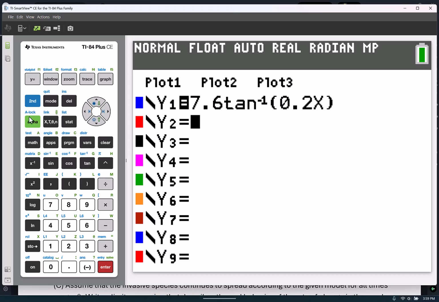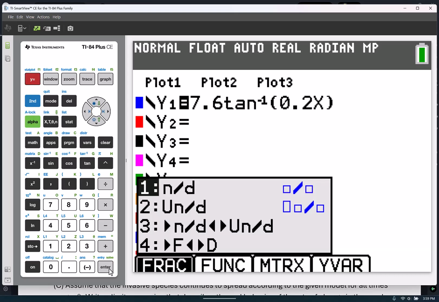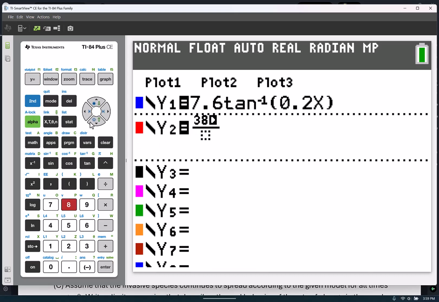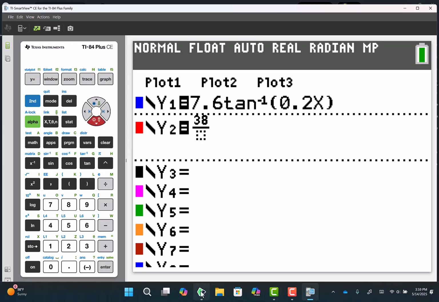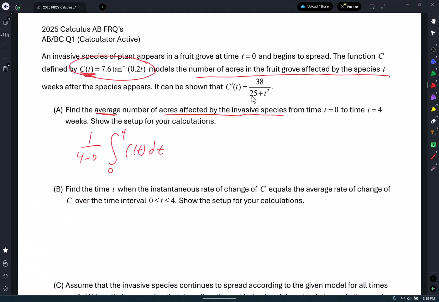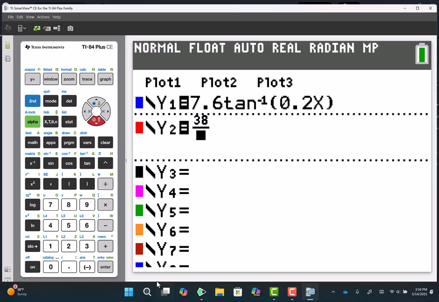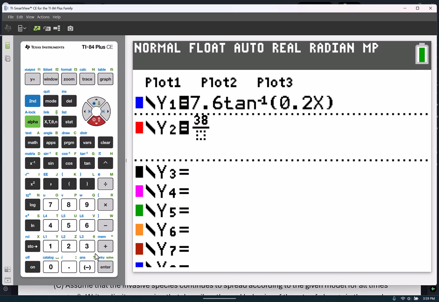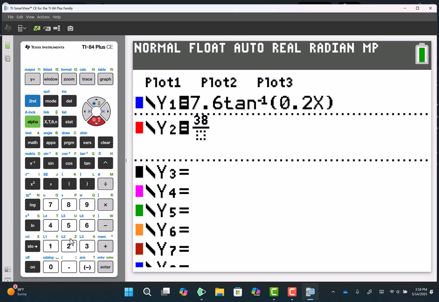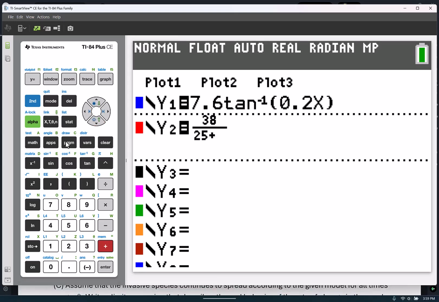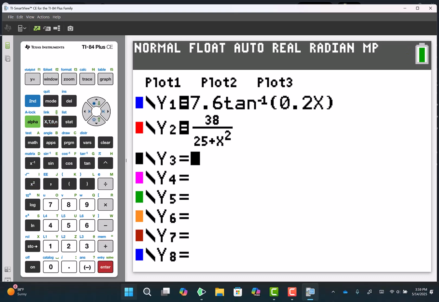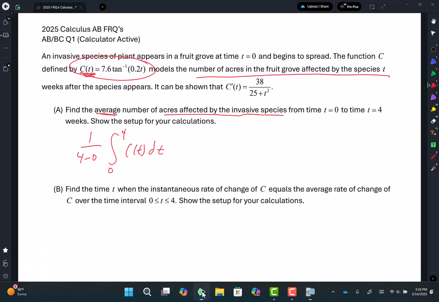So alpha y equals, enter, 38 over, and you don't have to, but if you don't use your parentheses, I think it's best to use that alpha y equals feature, 25 plus t squared. You could also use Delta Math. Shout out to Delta Math. You could also use Desmos, 25 plus x squared. All right, I think we're good. 38 over 25 plus x squared. I don't see any issues.